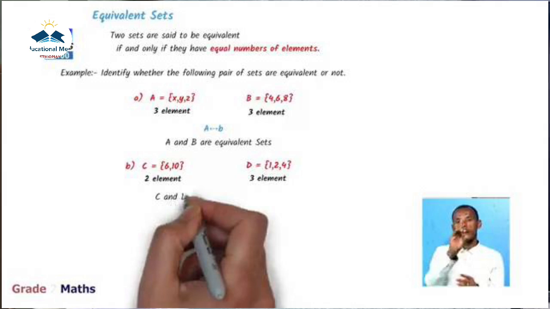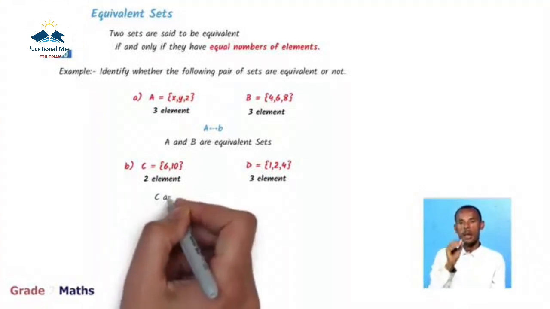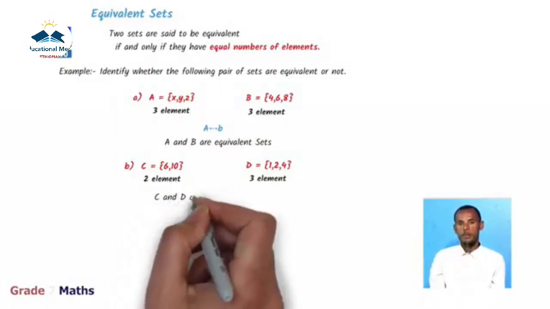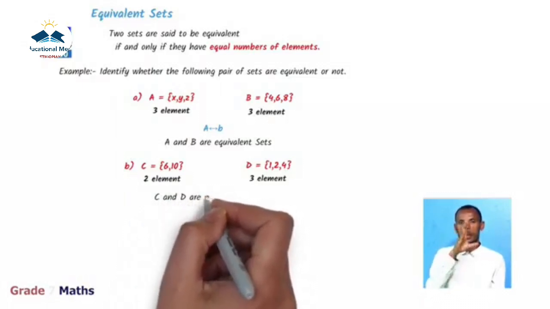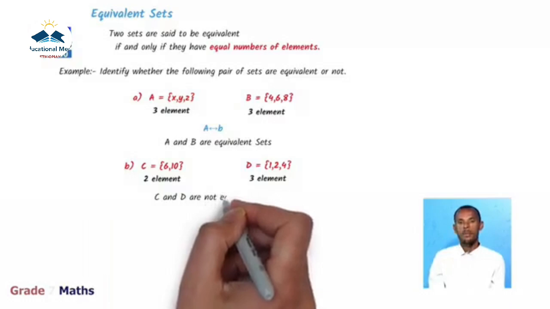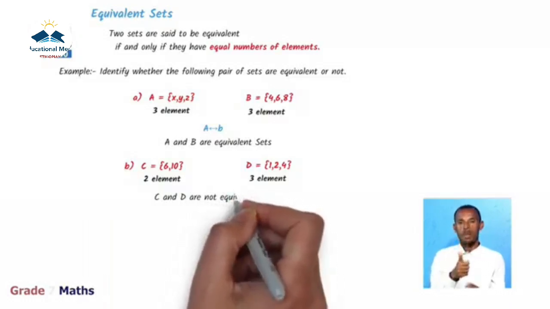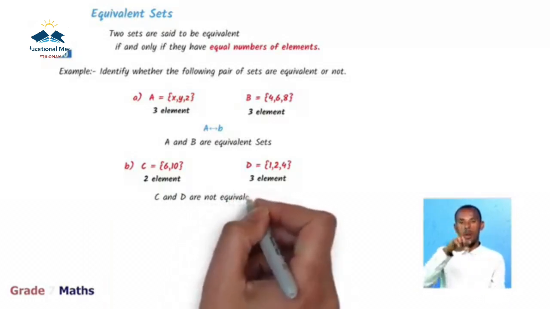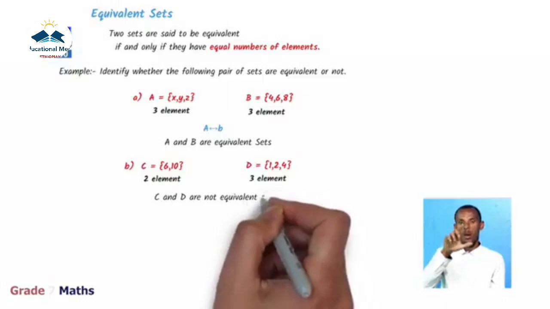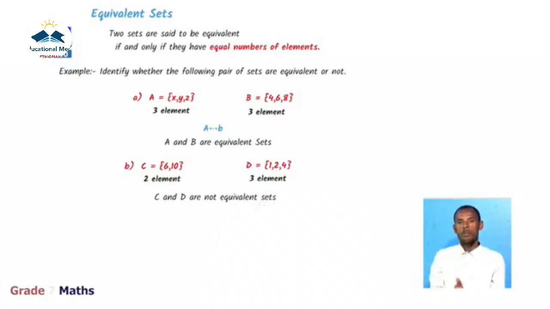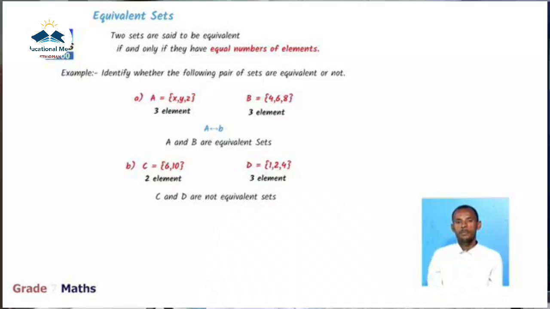Therefore, C and D are not equivalent sets. Okay, now one last example for this.